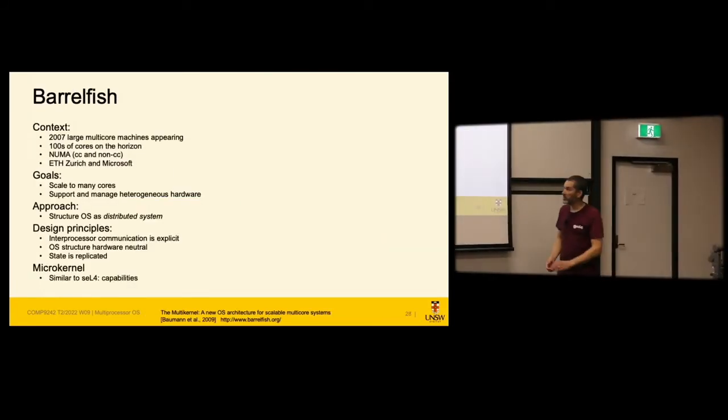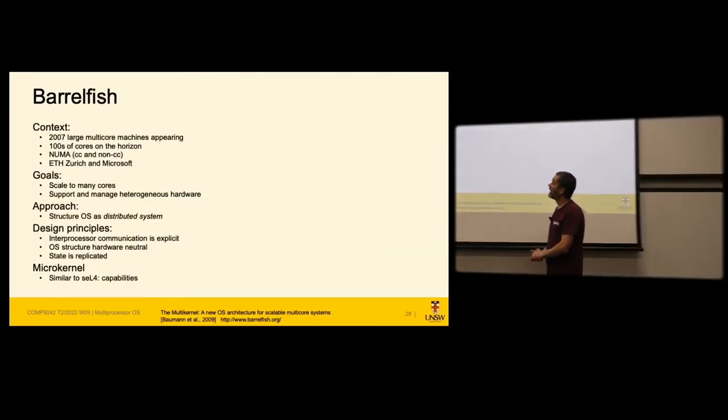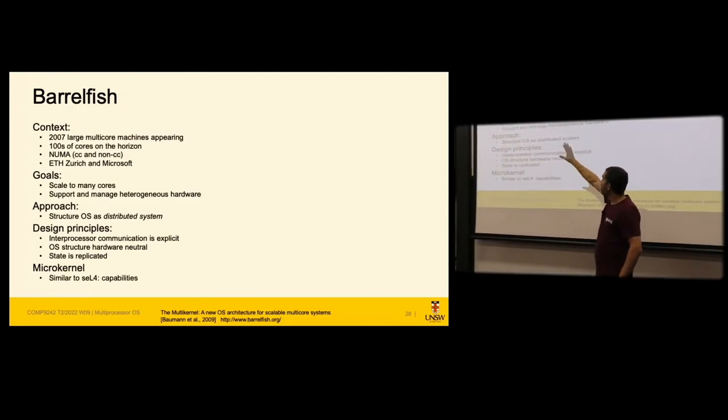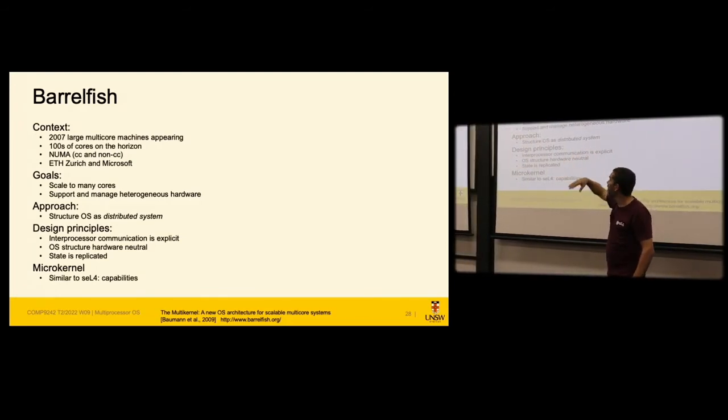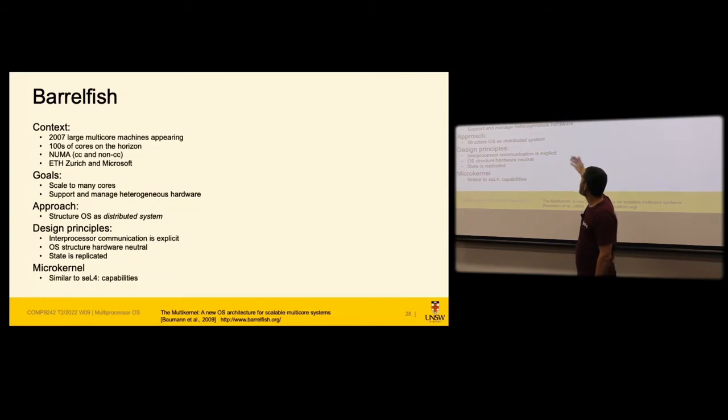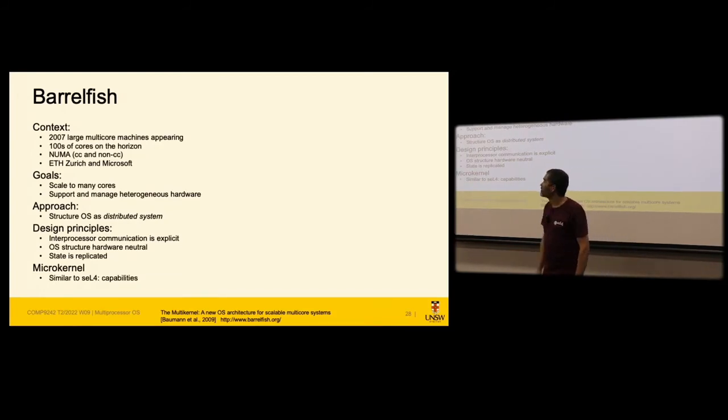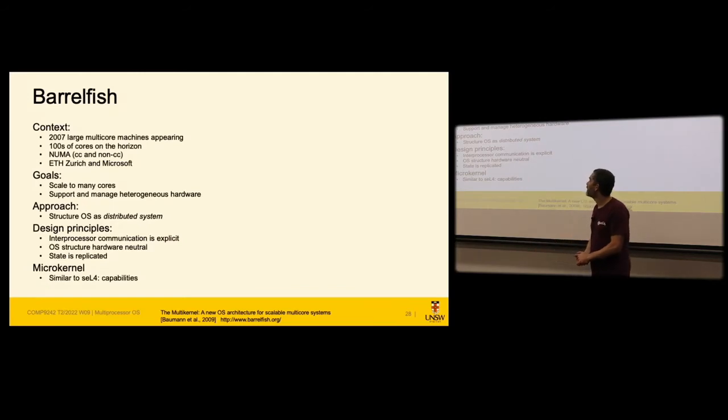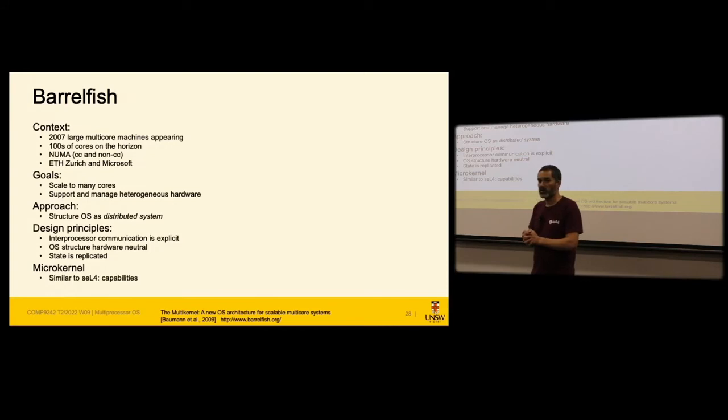So an example of this is Barrelfish. Again, the context is 2007, 2010. Again, these large multi-core machines are starting to appear. We've got the threat of hundreds of cores coming up. We've got NUMA CC and non-CC NUMA machines. And so this is work done in Switzerland, ETH Zurich, and some collaboration with Microsoft as well.